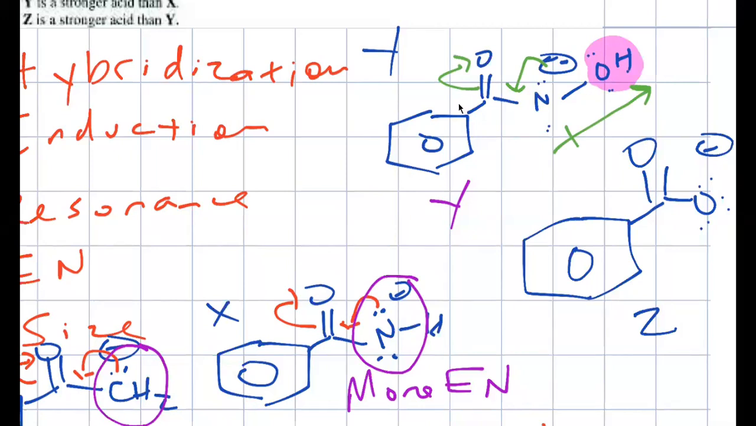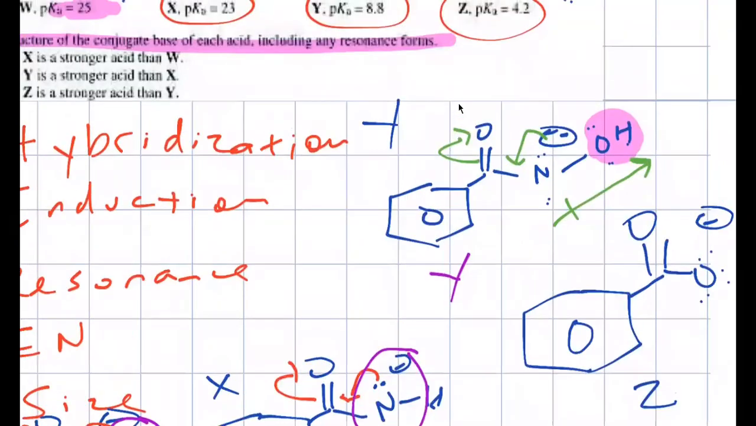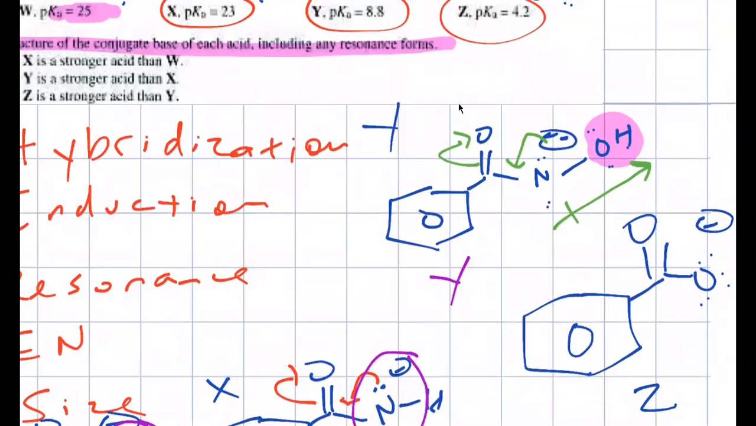Induction is moving electron density, whereas resonance is actually moving electrons. Did I talk about that Friday, about a dandelion and the electrons being in a cloud around the atom? I think I did. Induction thins that cloud out by pulling electron density towards the more electronegative atom. So Y is going to be stabilized by both resonance and induction, so now you're stabilizing with two factors instead of one.